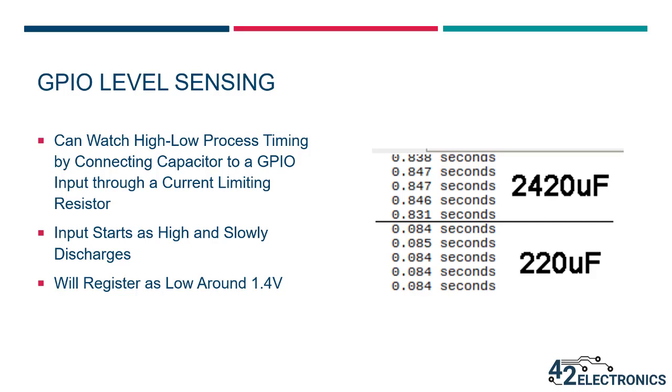The input will start out as high since the capacitor is charged, and then as the capacitor slowly discharges, the GPIO pin will eventually register as low. In the Raspberry Pi, this happens right around 1.4 volts. Voltage levels above 1.4 will register as high, and anything below 1.4 volts will register as low. The sensing of this high to low point will be a key part of the program that you create in activity number 2 that will time the discharge of capacitors from charged down to 1.4 volts.